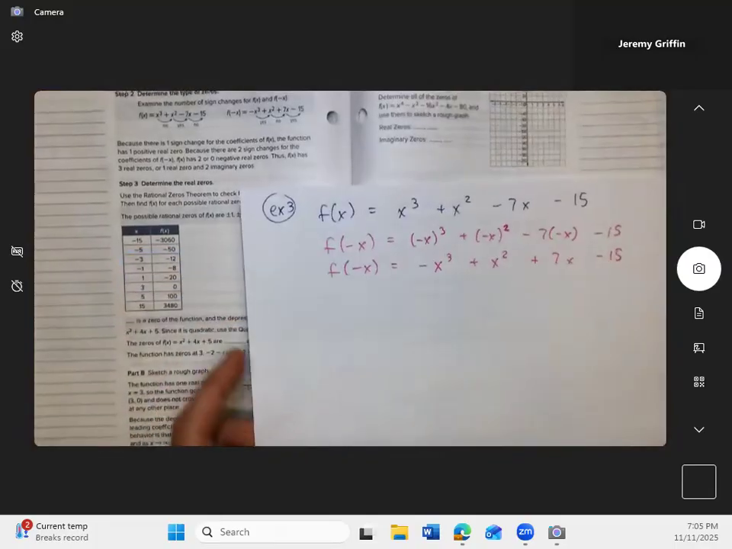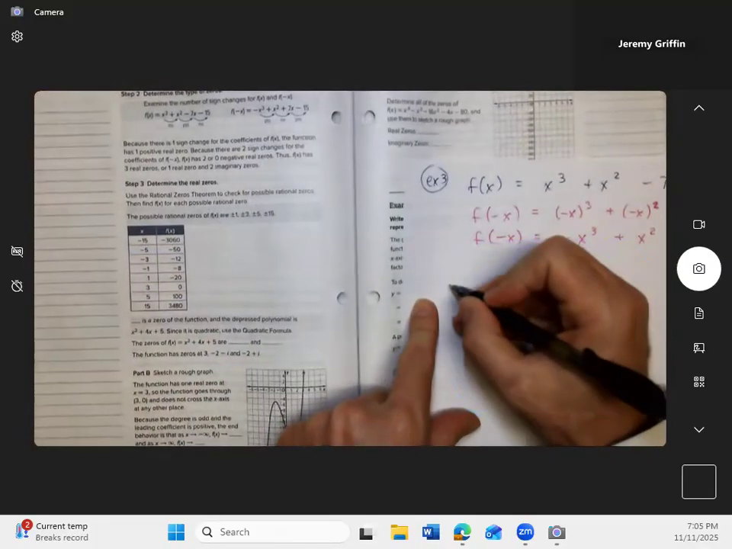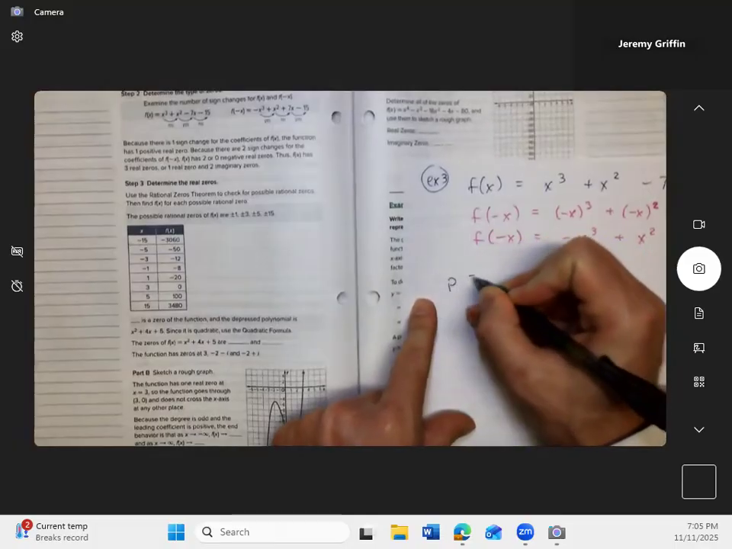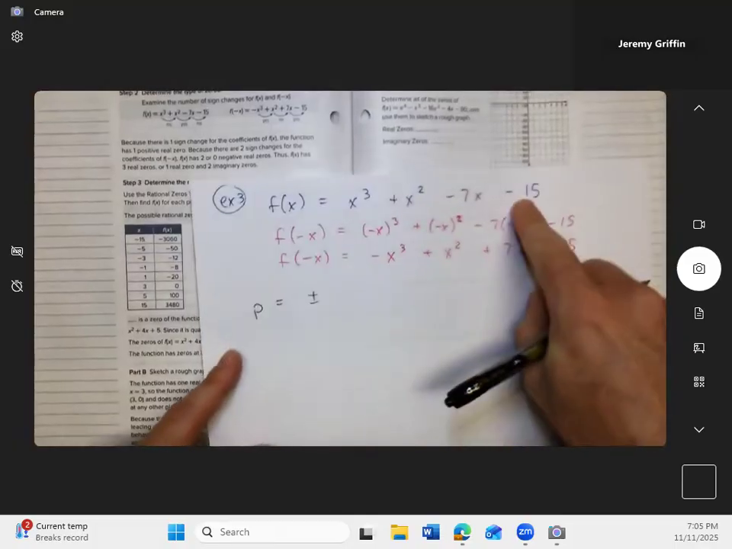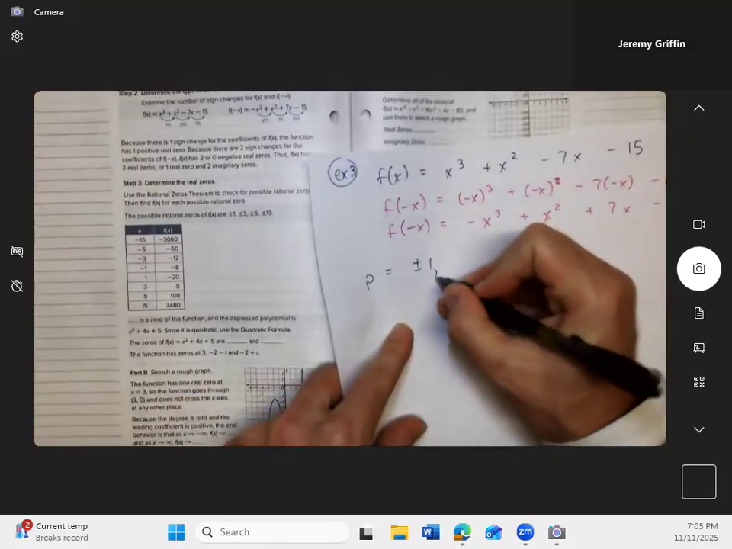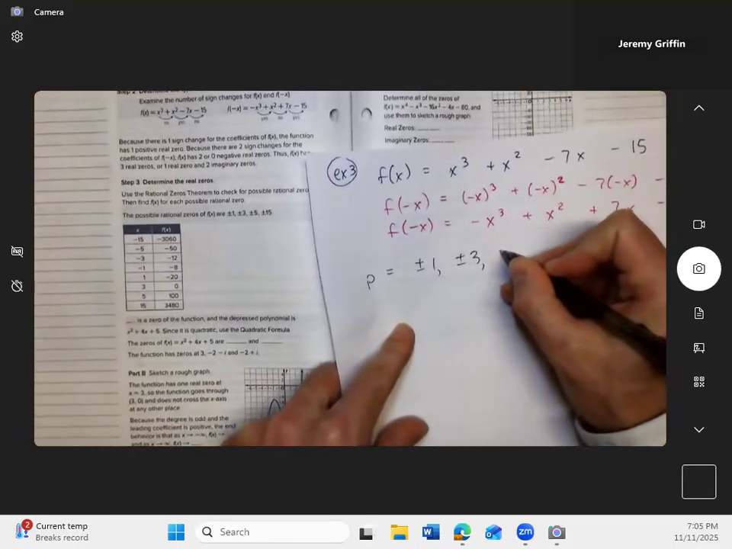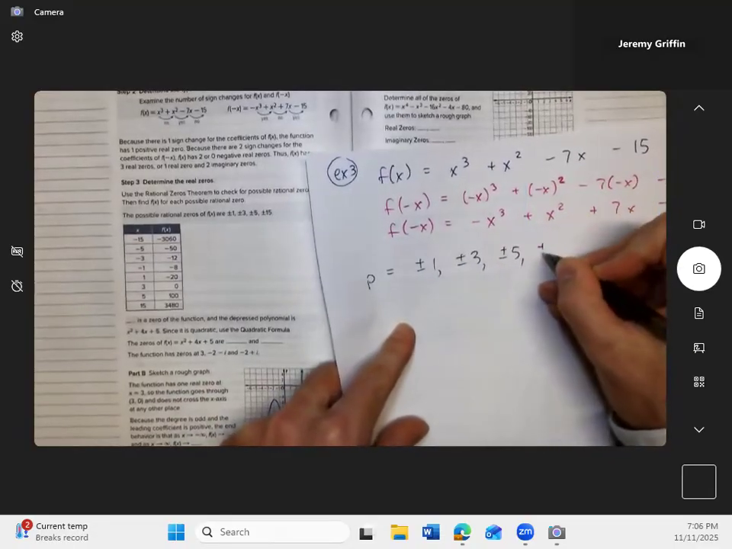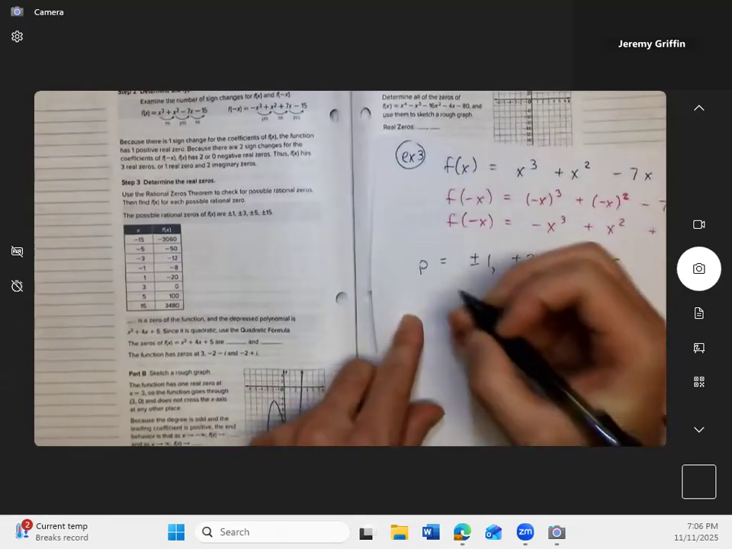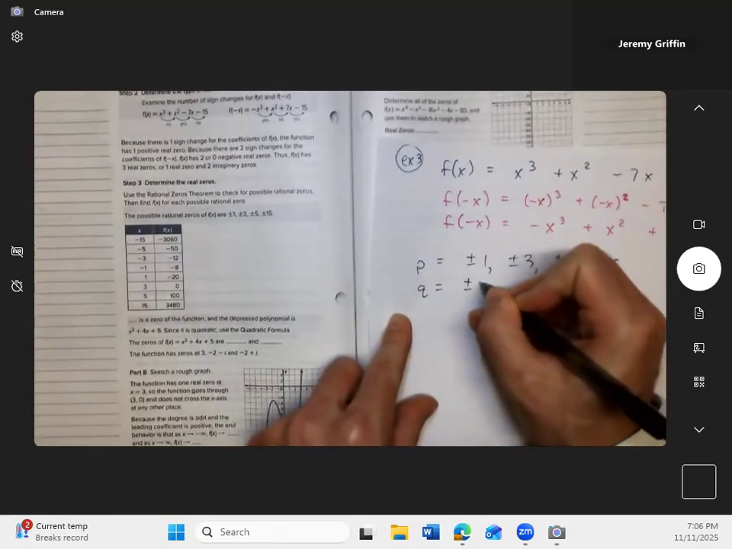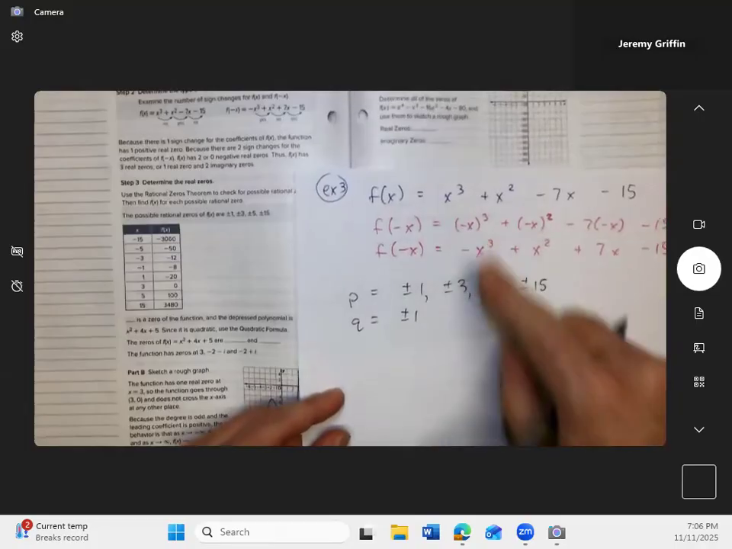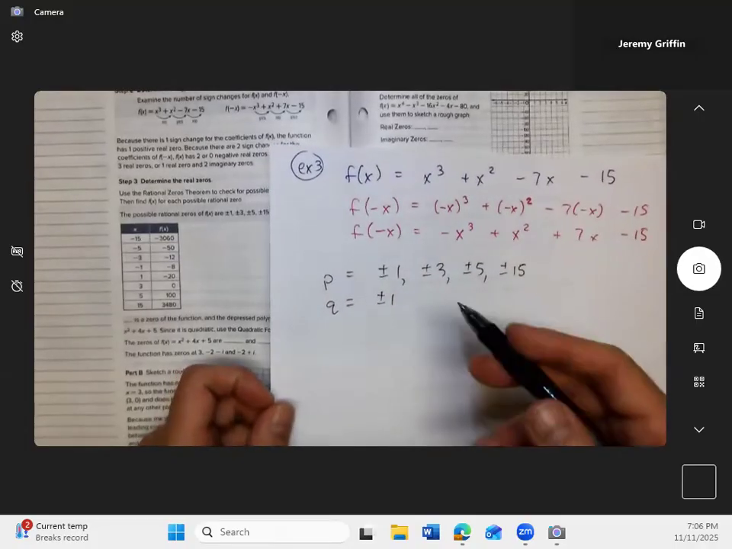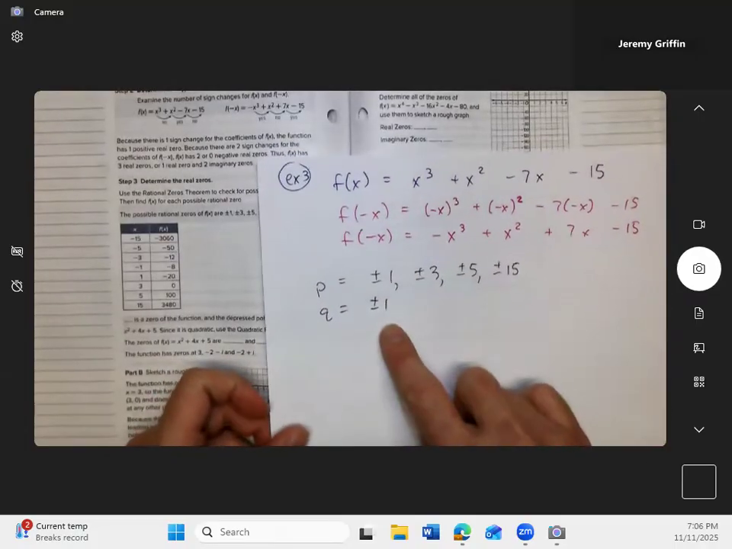So like P over Q. You guys remember that? P over Q? Right, so P could be plus or minus factors of 15, so 1, 3, 5, and 15 itself. And then Q is just a one coefficient here, so it could be plus or minus 1, right? Because it could be 1 times 1 or maybe 1 times negative 1. That's where I'm getting both those.